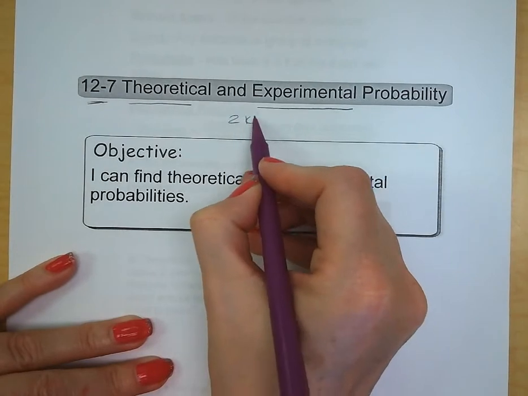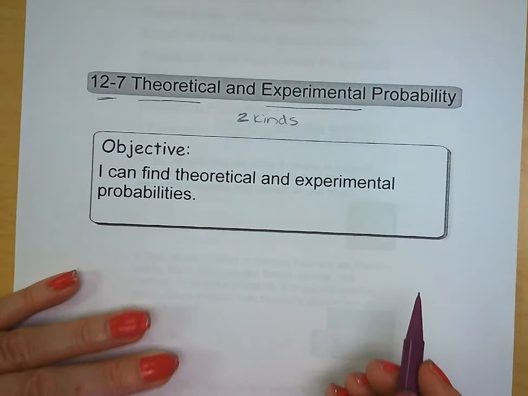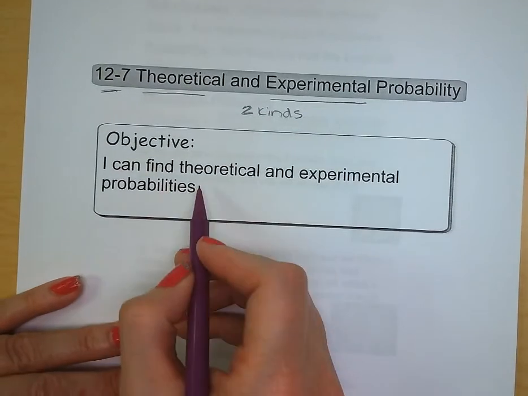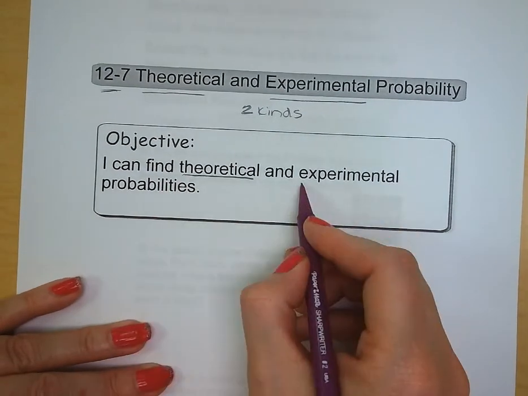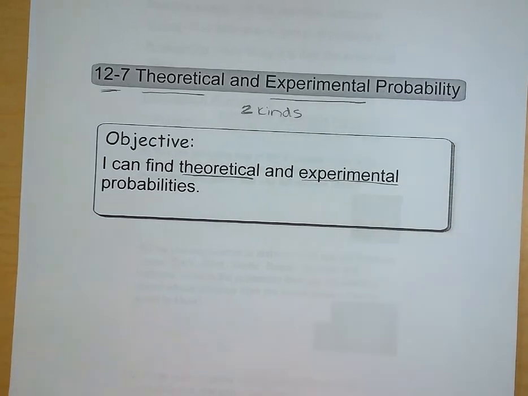This is your penultimate lesson in Algebra 1. There are two different kinds of probability that we're going to deal with. Our objective for the day is to be able to find these two kinds, the experimental and theoretical probabilities.